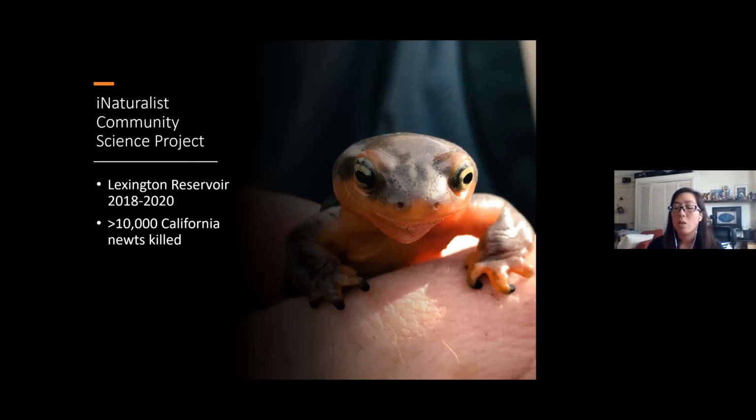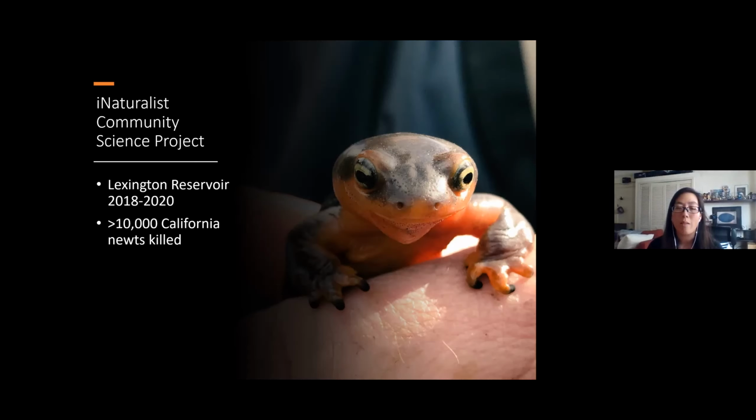What the community scientists were concerned about were these California newts that were migrating to their breeding pool in Lexington Reservoir being run over by cars on one road. So they did surveys during 2 breeding seasons, basically November to March of 2018 to 2019, and then 2019 to 2020. And what they found was that over 10,000 California newts were killed on that road in just those 2 years. To me, that is really, really sad.